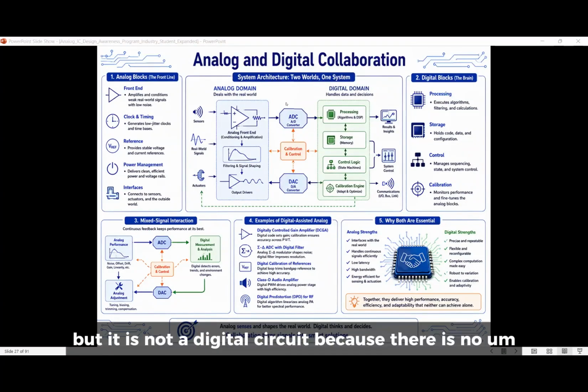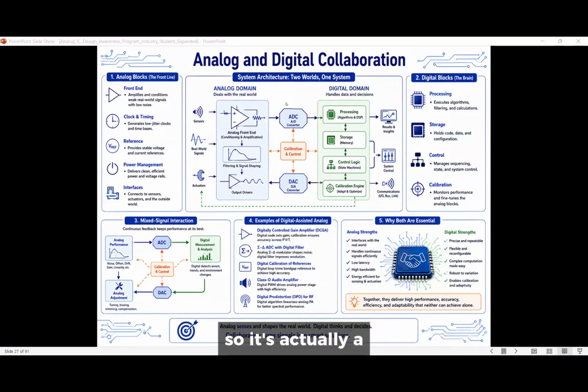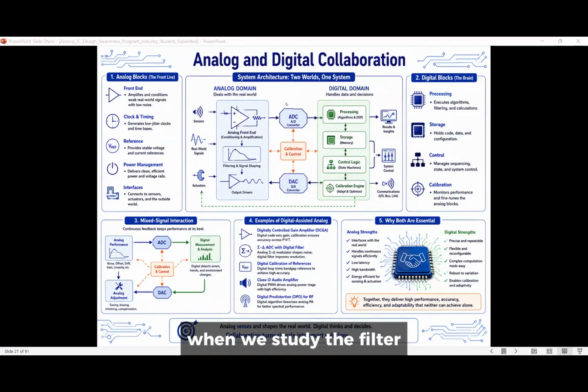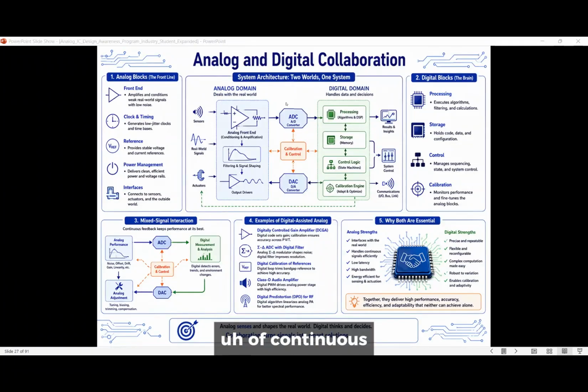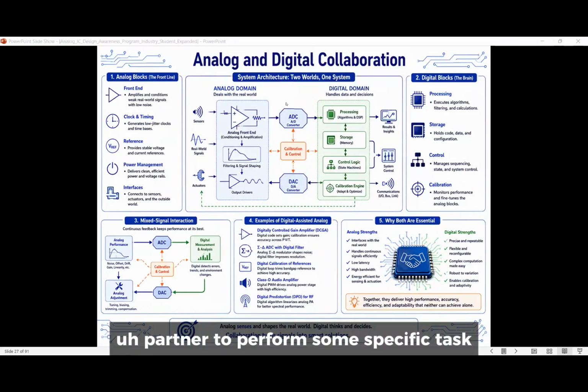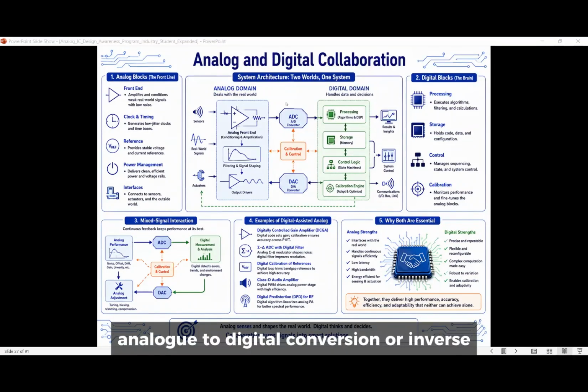But it is not a digital circuit because there is no binary calculation inside the filter. So it's actually an analog and digital collaboration when we study the filter. So we cannot simply think analog is just amplification of continuous signal from nature. We must incorporate the analog circuit with a digital partner to perform some specific task like filtering or conversion, right? Analog to digital conversion or inverse.